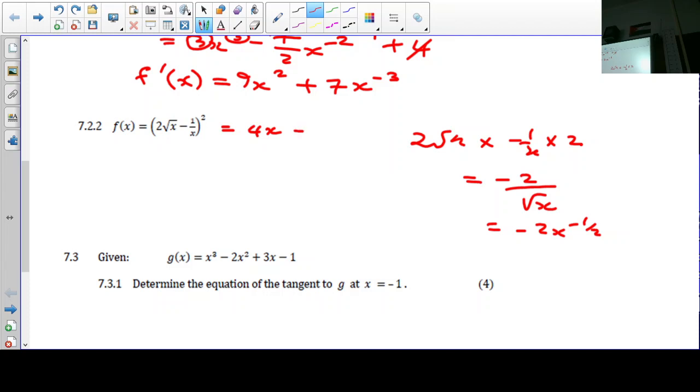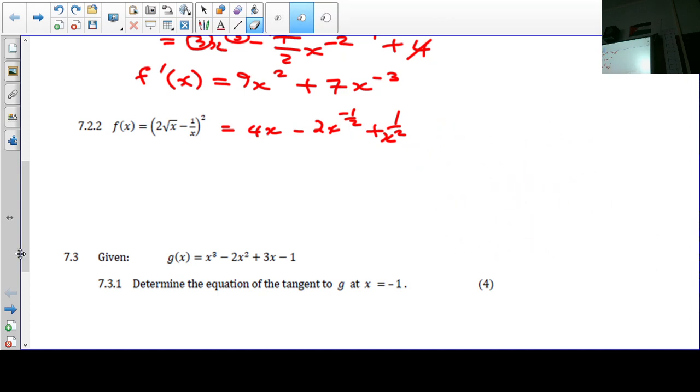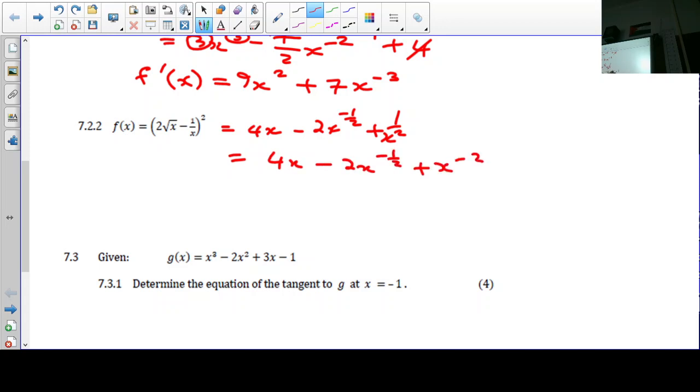I'm going to do the long method now as well for you guys. So you can see the multiplication up, and the last term squared is going to be 1 over x squared. Which then gives us 4x minus 2x to the minus half plus x to the minus 2. Very important at this point: some people apply the derivative there, and then they apply the derivative of that in the next step. Do not do that. You can't apply the derivative to part of the expression and not to the other part. It needs to be done at once in this case.